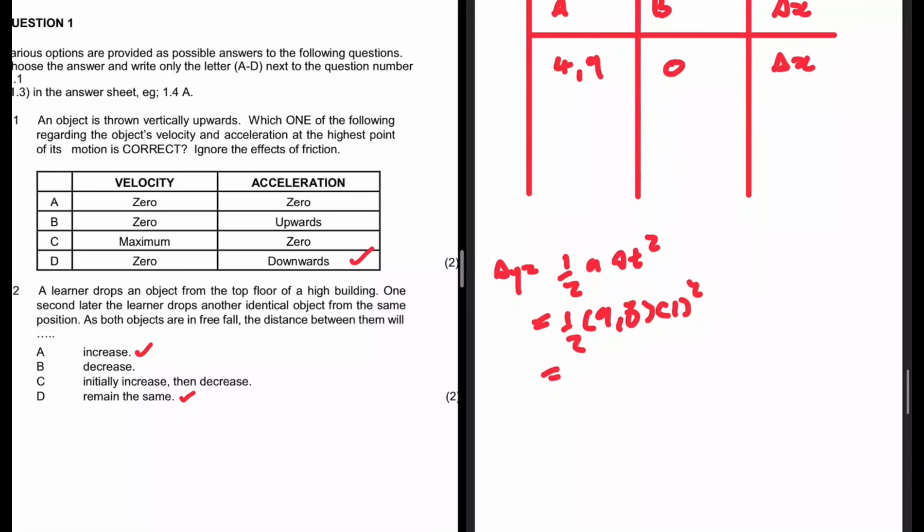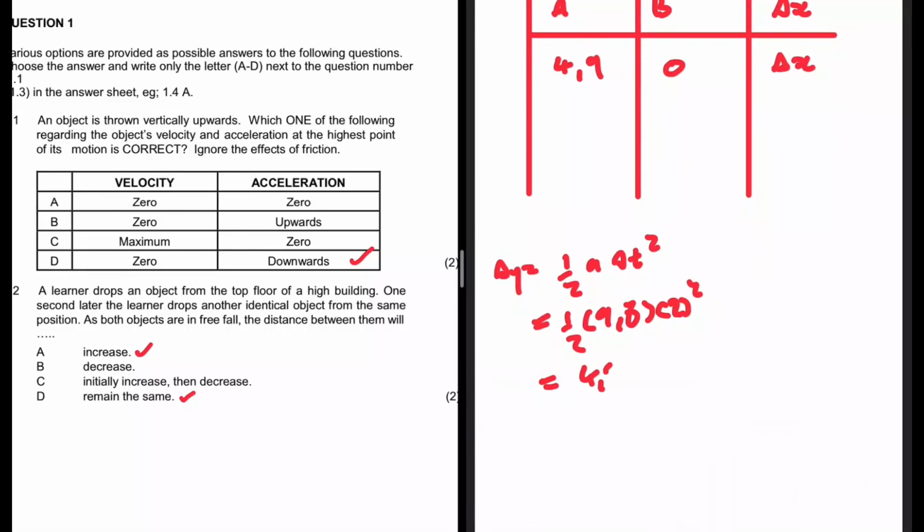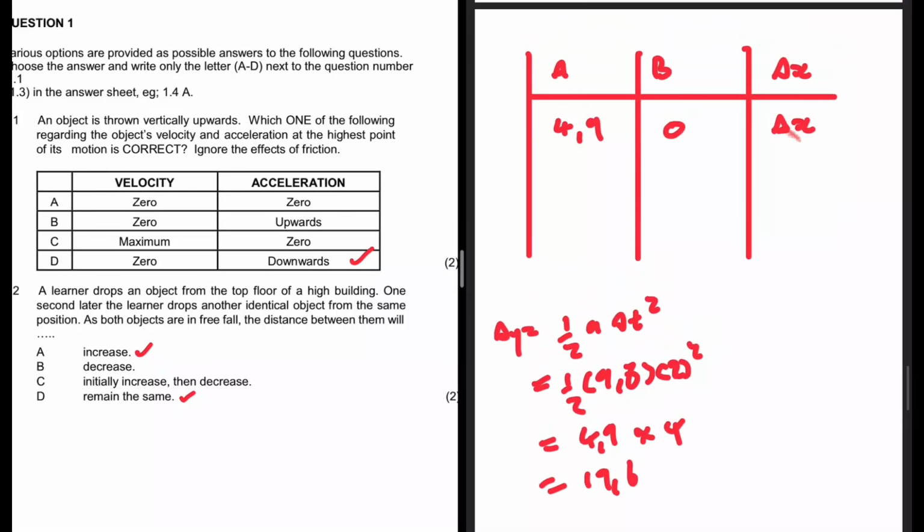Right, let's take a look at what happens after 2 seconds. So it's just a matter of substituting 2 there, right? So we get 4.9 multiplied by 4, which is 19.6. So after 2 seconds, A would have traveled 19.6 meters, while B, that has only been traveling for 1 second, would have traveled 4.9 meters, right?